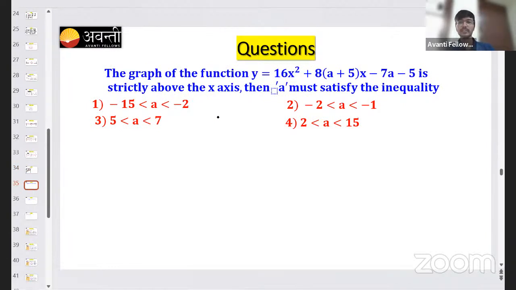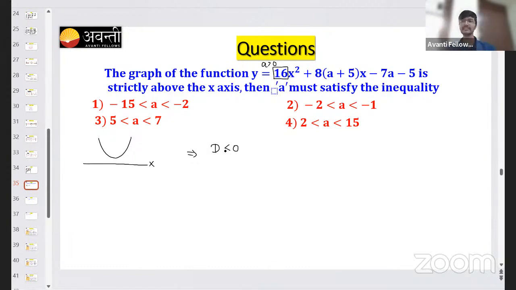The graph of the function, which is a quadratic, is strictly above the x-axis. The graph is strictly above the x-axis. You can see this value, which is a, is greater than 0. Why? Because it is 16, and 16 is greater than 0. So that means the graph of this will look like this. This is basically the x-axis. And if the graph is looking like this, it means that the discriminant is less than 0. Why? The graph is not cutting the x-axis at all. If the graph is not cutting the x-axis, that means the roots are imaginary.